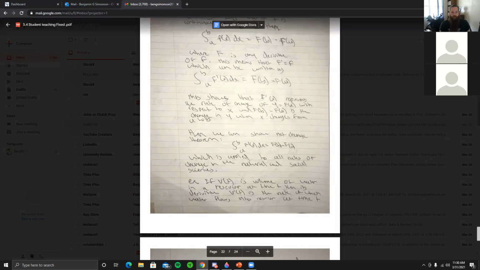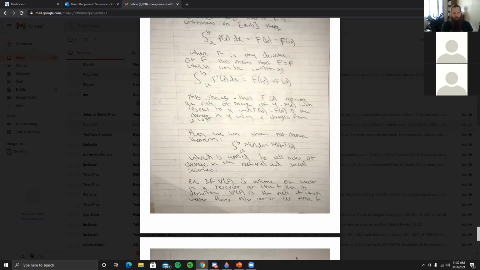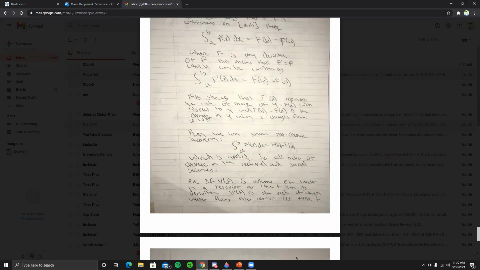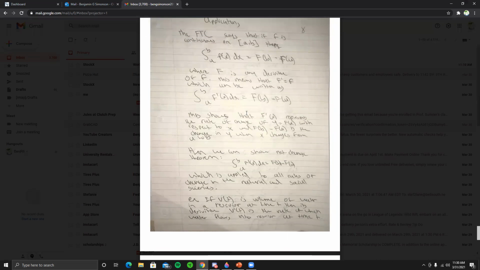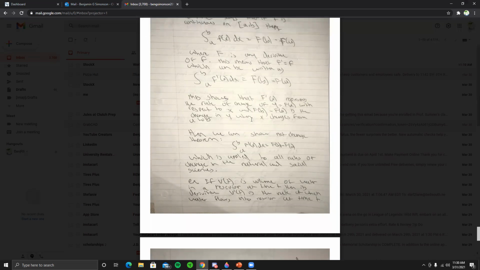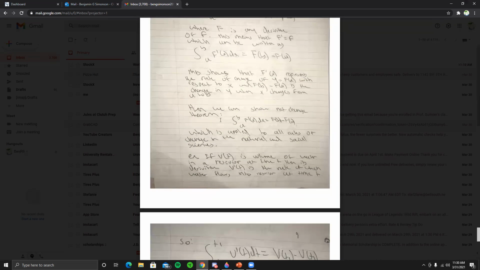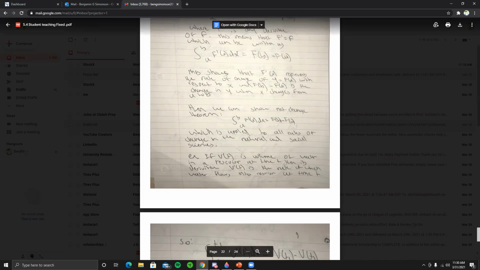So this would show that cap F primed of x represents the rate of change of y equals cap F of x, with respect to x. And cap F of b minus cap F of a is the change in y when x changes from a to b. So you can also use indefinite integrals as well as definite integrals in rate of change problems and kinematic problems, which I'll get into later. And then here we can show the net change theorem, which is the integration from a to b of cap F primed of x dx is equal to cap F of b minus cap F of a, which is derived from the fundamental theorem of calculus.